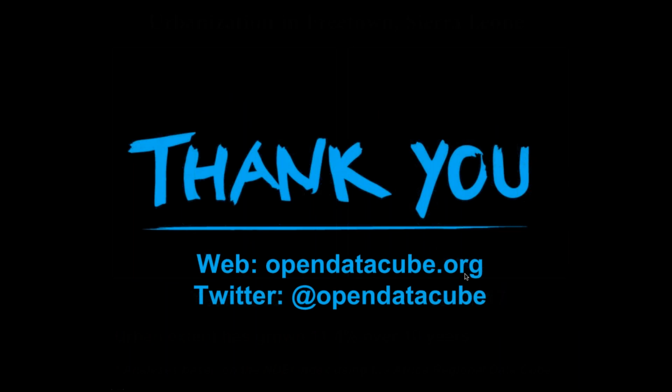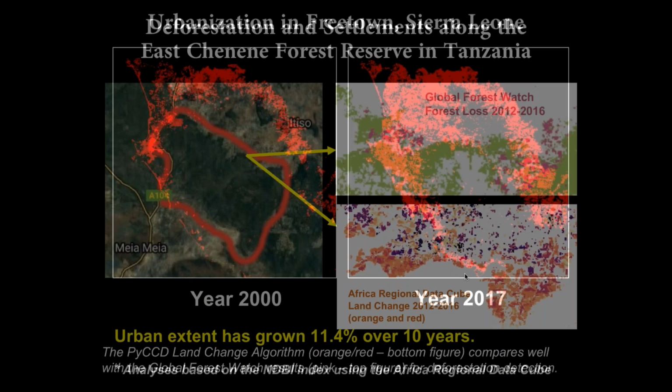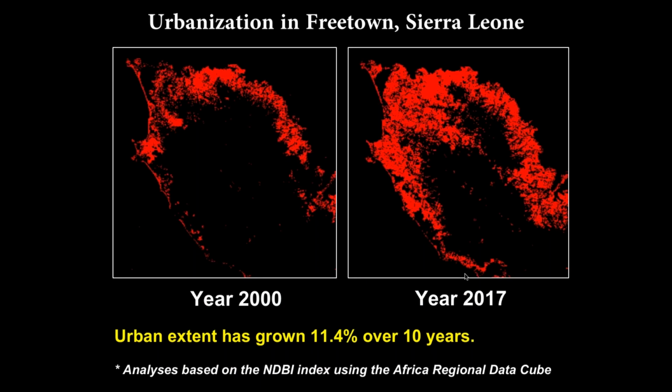Oh, go one more. This one. This is the urbanization algorithm, Freetown, Sierra Leone. So urbanization can be tricky to pick up. If you run a simple urban index like the normalized difference built-up index, NDBI, sometimes it works well, sometimes it does not. You have to really just test it and play with it and compare it to some known data.